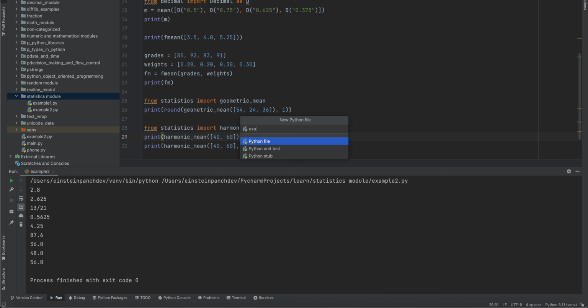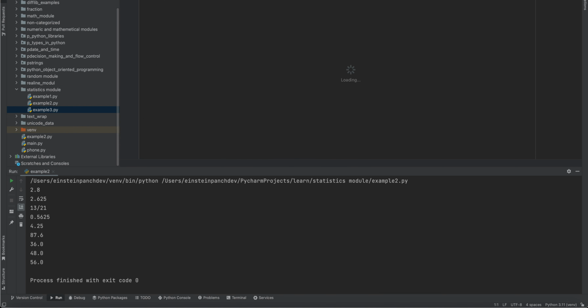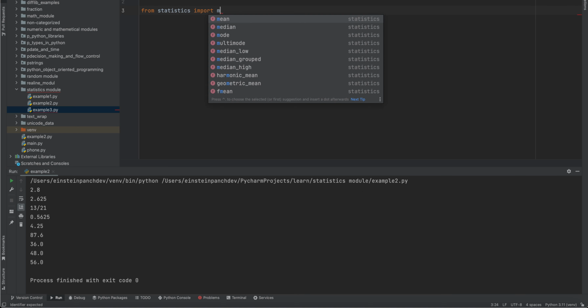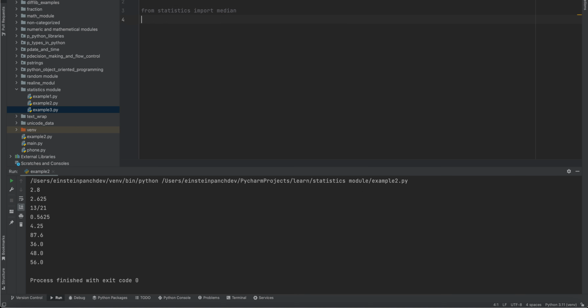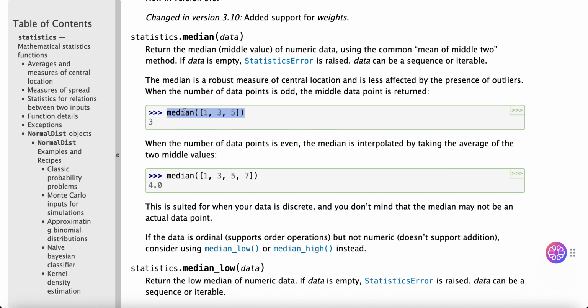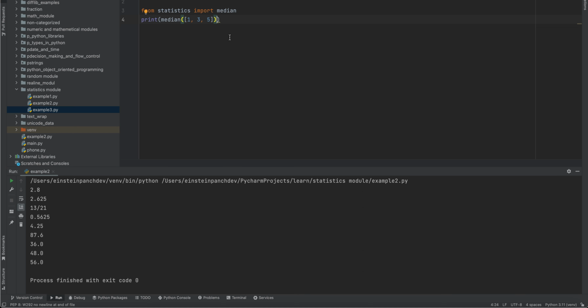Example. From statistics, import median. Print median. Median 1, 3, 5.